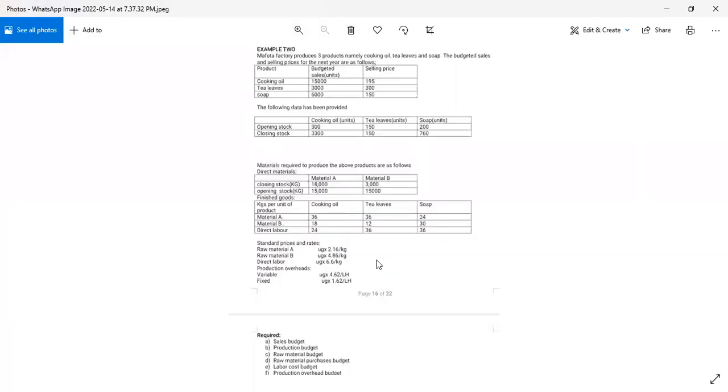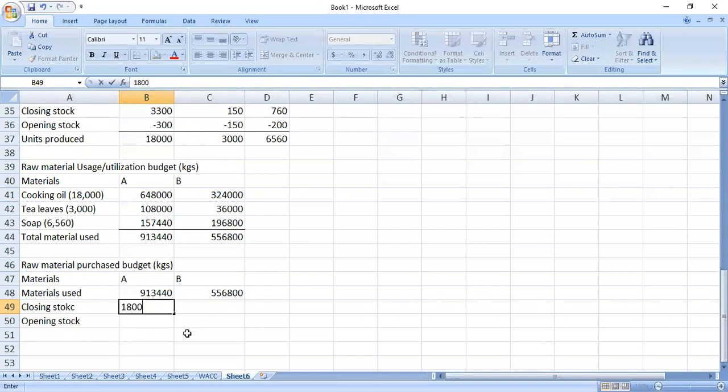Here it was given, they say that the opening stock in kgs you have 18,000 for material A. Then the opening is 15,000. Closing is 18. Closing is 15.